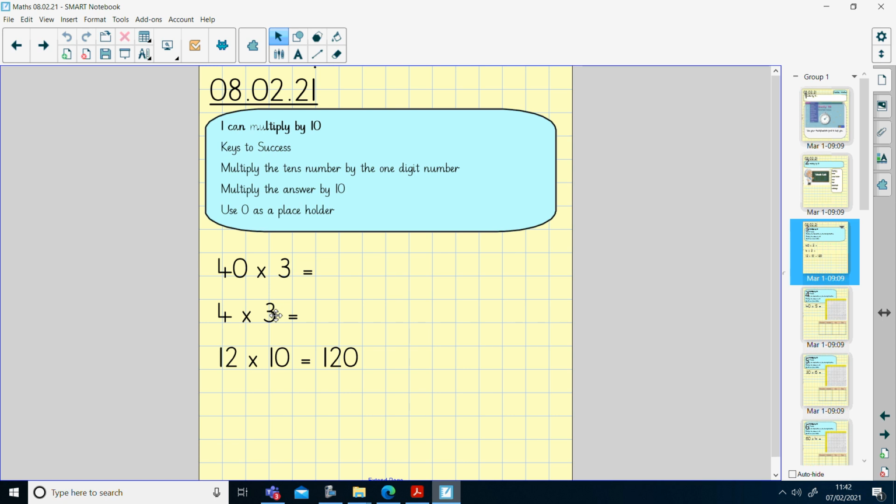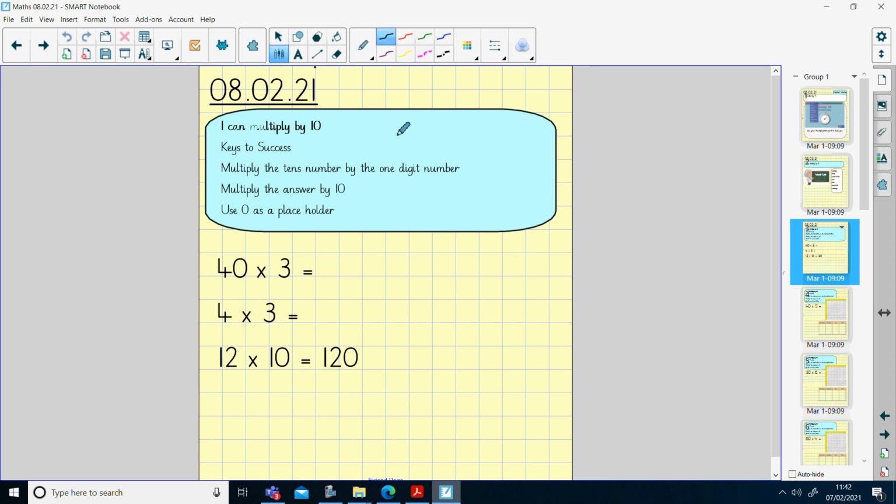So I'm going to just show you what a good one looks like. So this is the method that we're hoping to achieve today. Some of us will be able to do it like this. Some of us might need to use the multiplication grid, and some of us might need to draw some counters. But this is how we're going to do today.